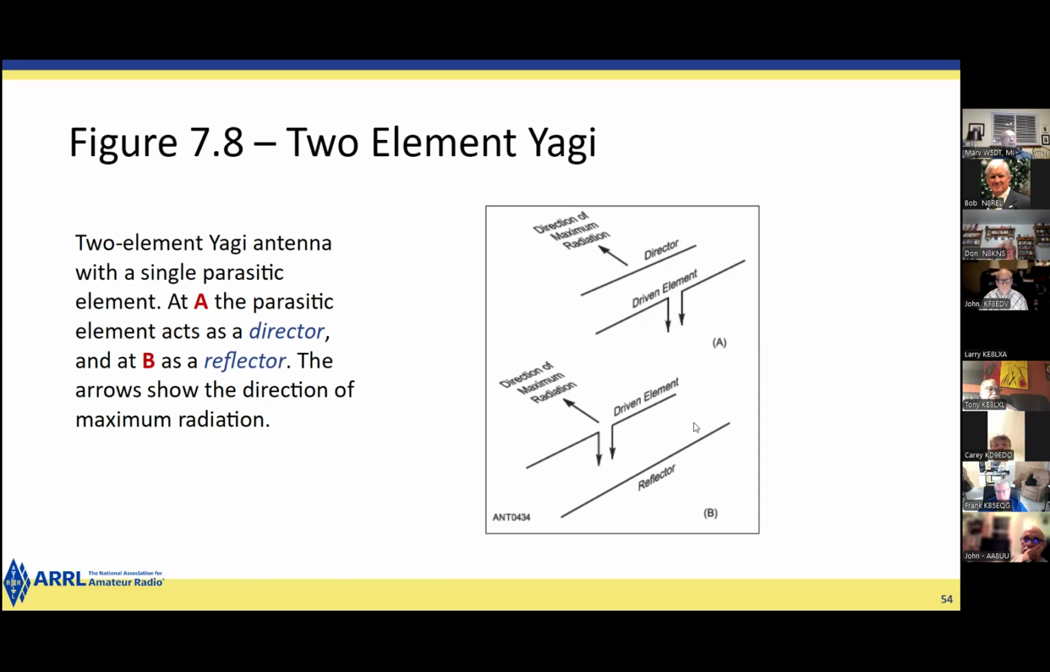On that other slide you showed, the director is shorter than the driven element, and on B it's longer. I guess that's the reason why they both receive in the direction that they receive or transmit.